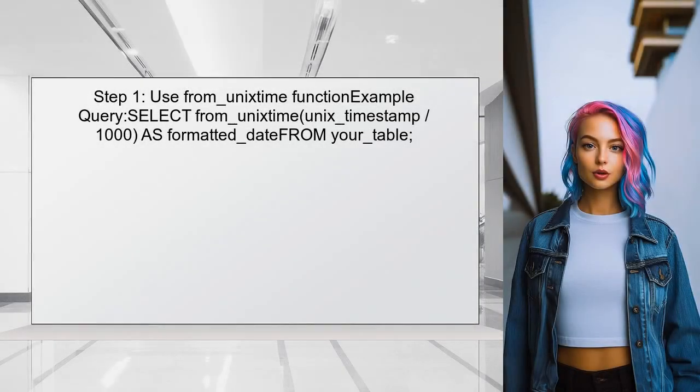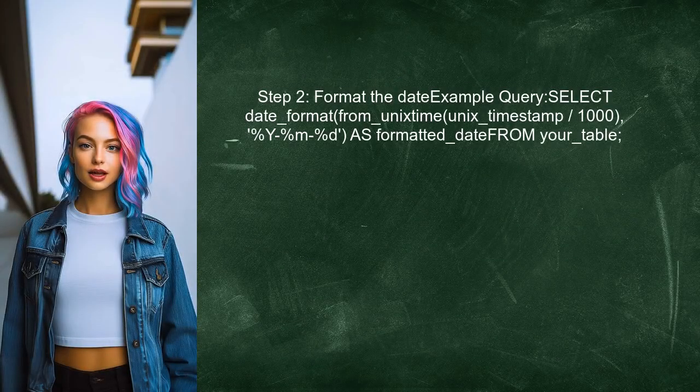To convert Unix time to a date format in Presto, the user should start by using the from_unixtime function. This function converts the Unix timestamp from seconds to a date format. Next, the user needs to format the date to match the desired output. They can achieve this by using the date_format function in conjunction with from_unixtime.